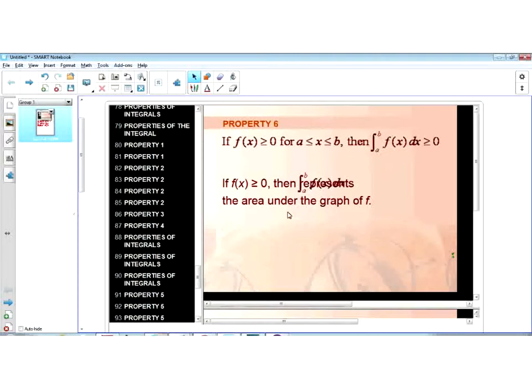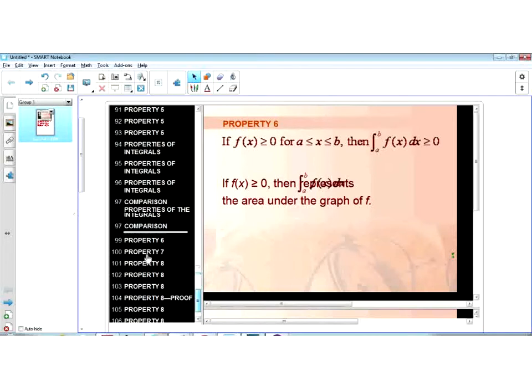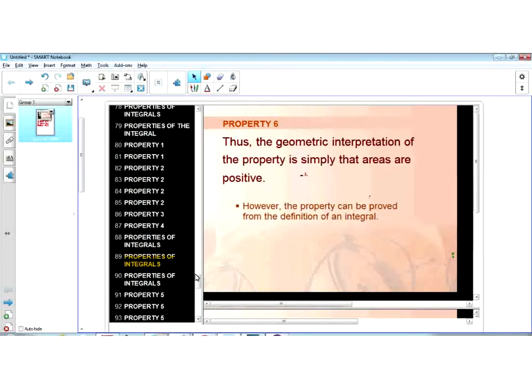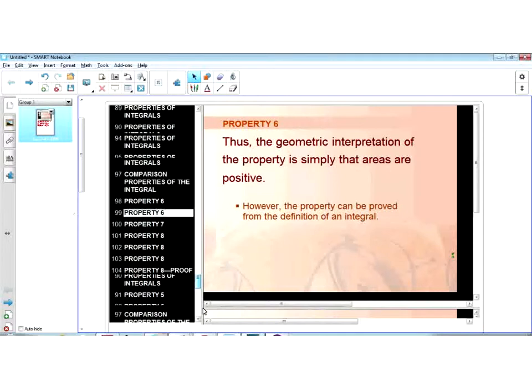So if f of x is greater than 0 on a closed interval, then its definite integral... Okay. So we need a picture, guys. Yeah, no picture.